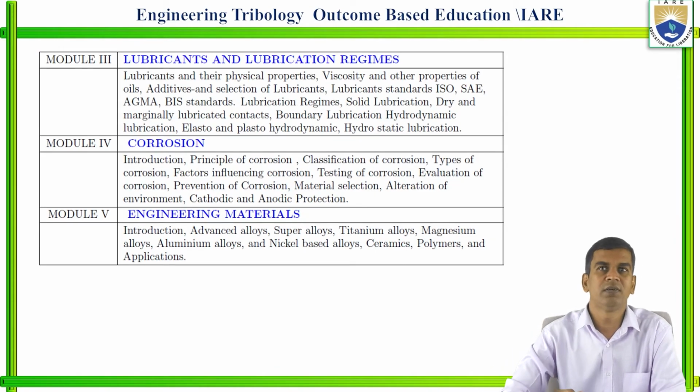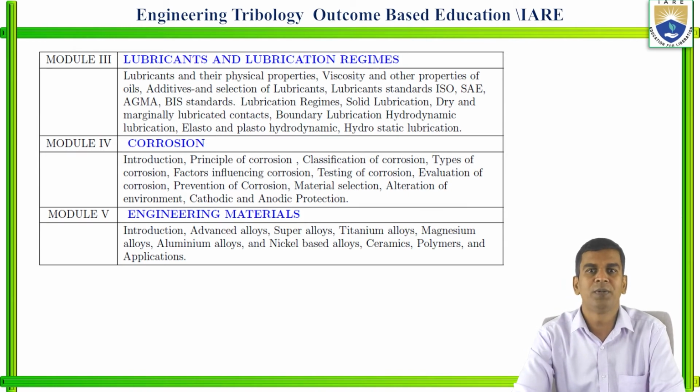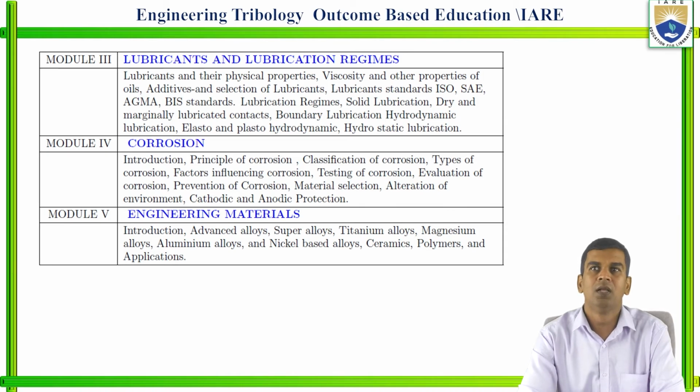You can see in module 3, students will be studying about lubrication and lubrication regimes. In this unit, students will study lubricants and their physical properties, viscosity and other properties of oil, additives and selection of lubrication, lubrication standards ISO, SAE and AGMA, and lubrication regimes such as solid lubrication, dry and marginally lubricated contact, boundary lubrication, hydrodynamic lubrication, elasto and plasto hydrodynamic lubrication, and electrostatic hydrostatic lubrication.